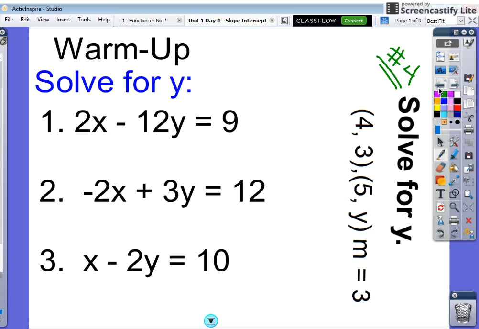Number four is over here on the right-hand side. I am going to go ahead and do number four here in just a second. So press pause, get those written down and work on those for a second. And then once you're ready, go ahead and keep listening. I'm about to do number four.